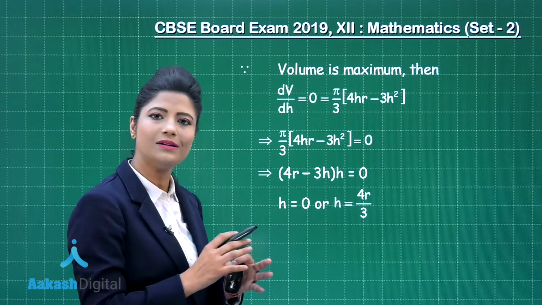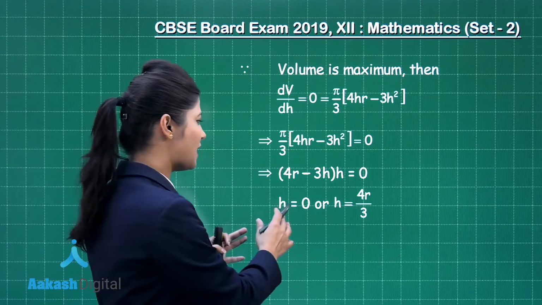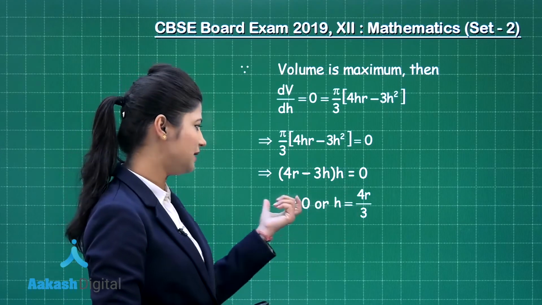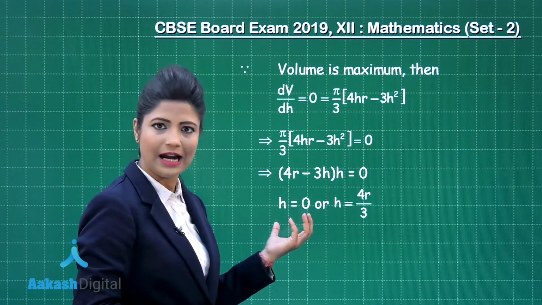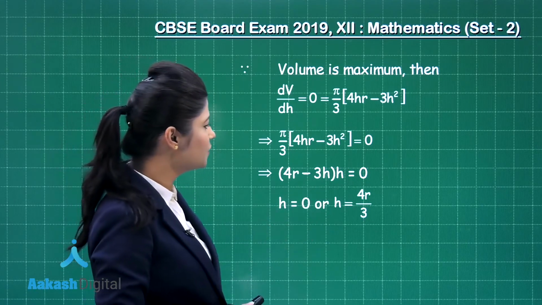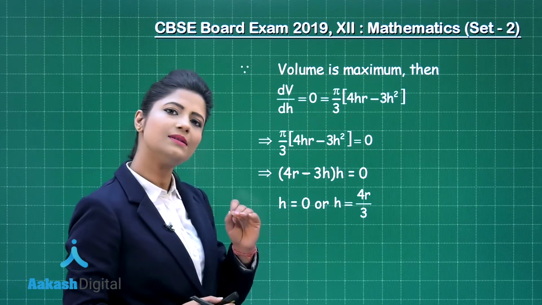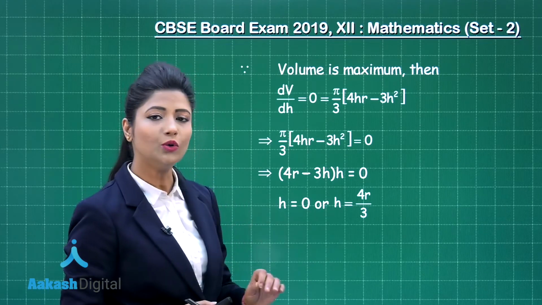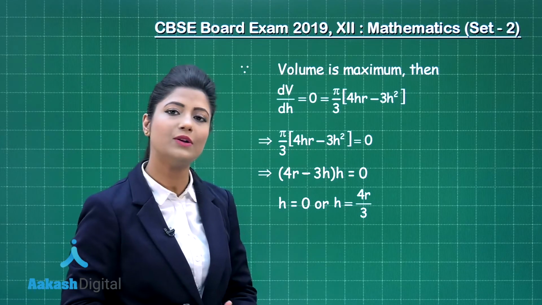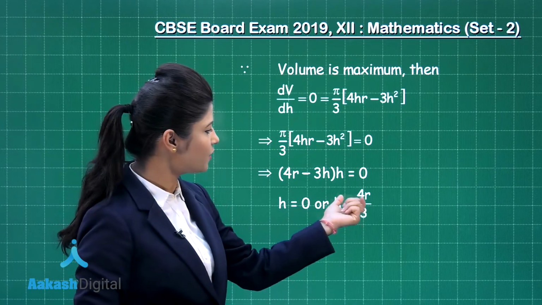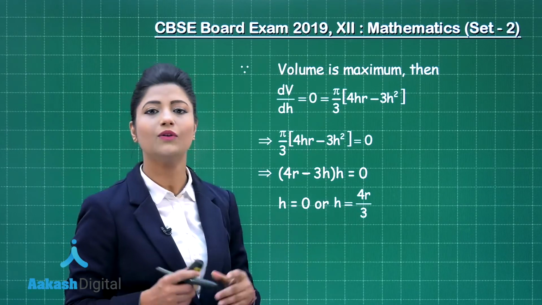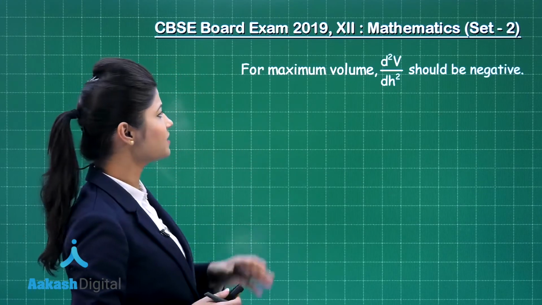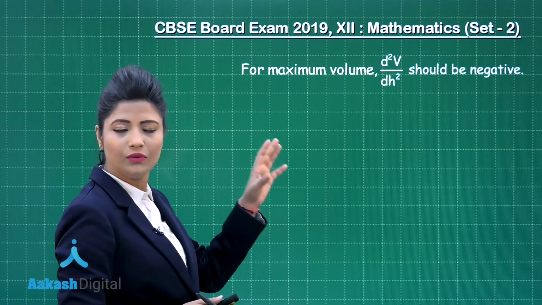This is a question related to the altitude of the cone. You are observing that we are obtaining two possible values of h: h is 0 and h is 4r by 3. Here h is 0, I am neglecting that value, and let's consider h equal to 4r by 3. As this is the case of maximum volume, I will take up d2V by dh square, and that value should come out to be negative. If that is negative for this value of h, then definitely the cone will have the maximum volume for this value of h.